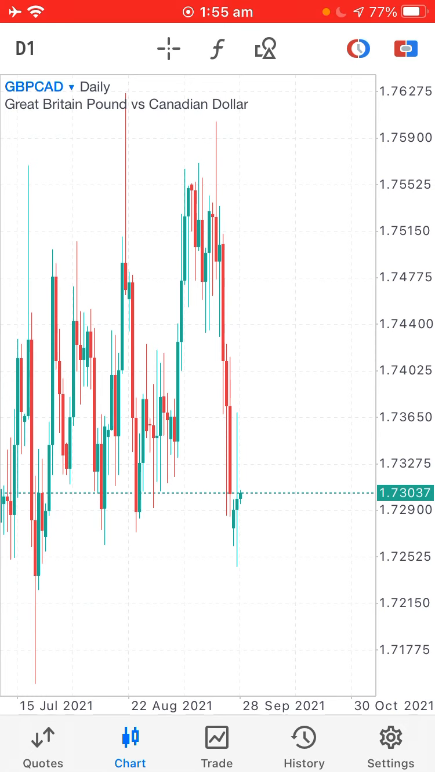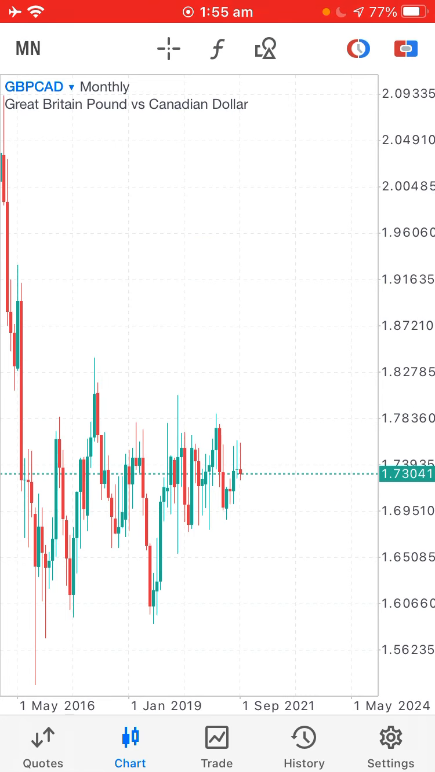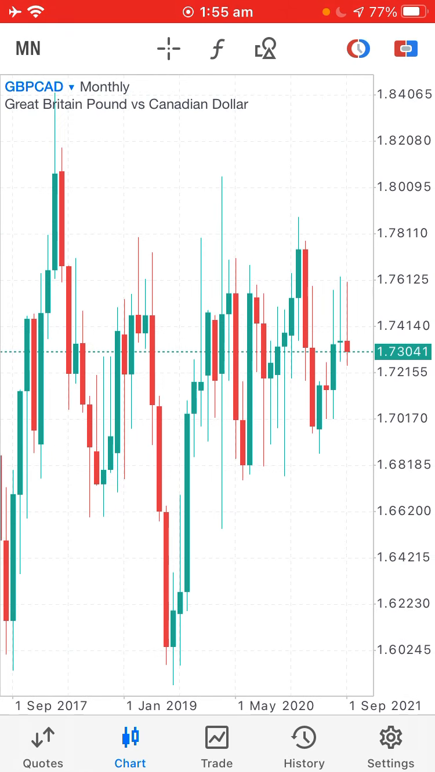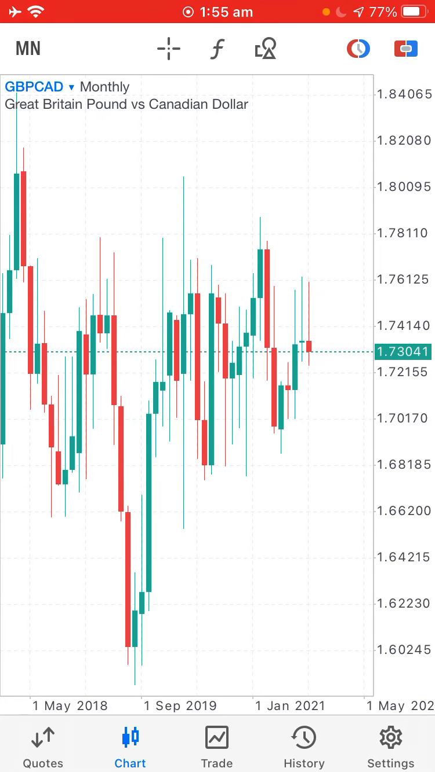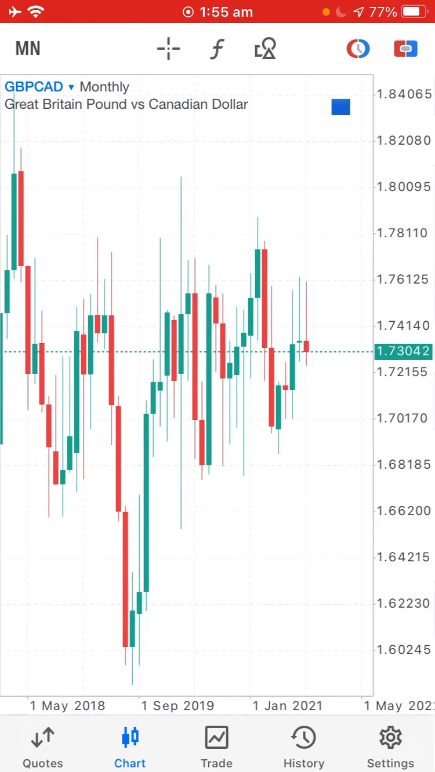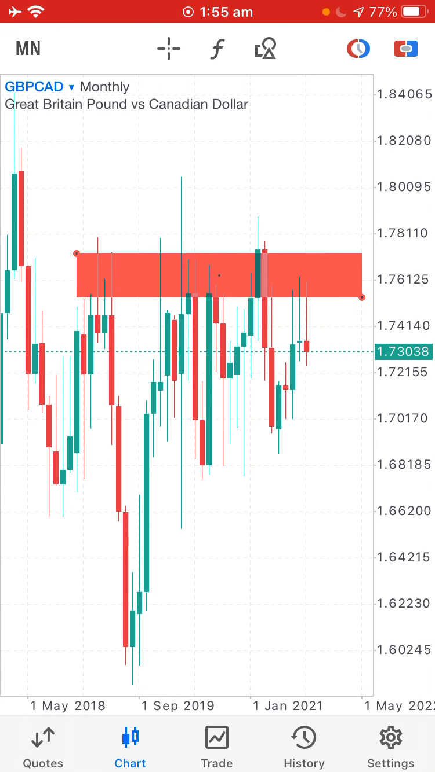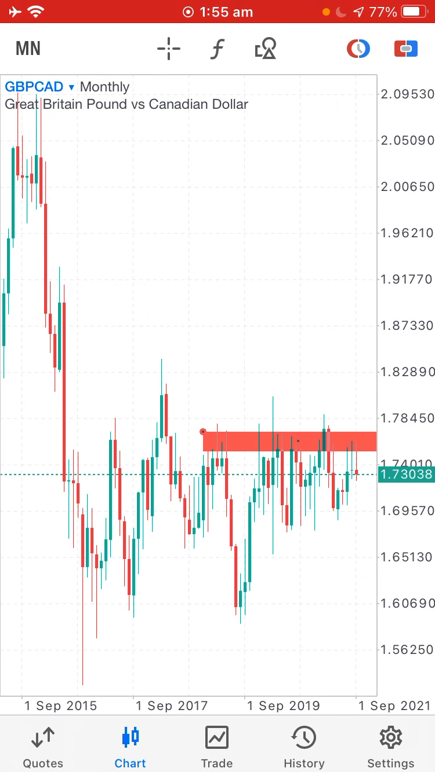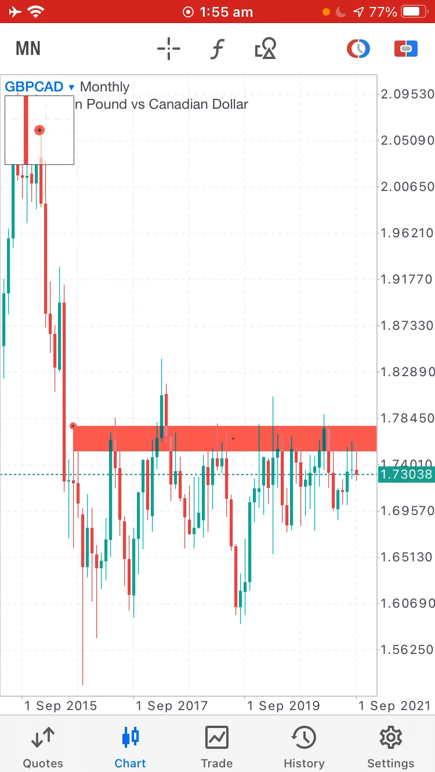GBPCAD, let's talk about GBPCAD. Let's start from our monthly perspective. Let's see what the monthly time frame is saying. Before you analyze the market, always make sure you analyze from your monthly time frame going down to your weekly and also your daily. Those show the direction of the market. Understand? As we can see here, our GBPCAD is on a huge resistance level right now.